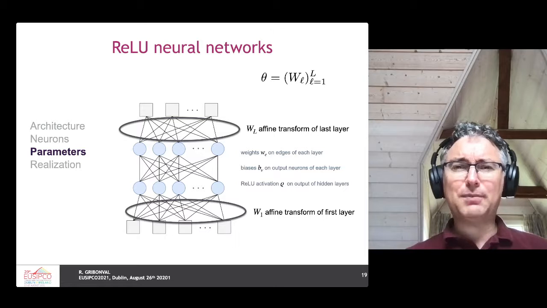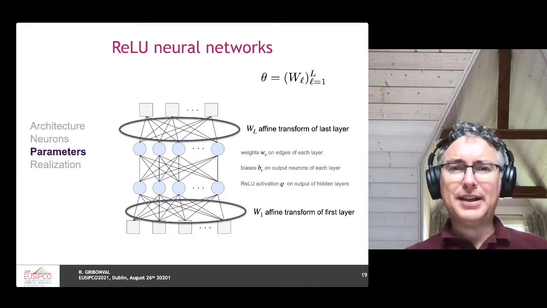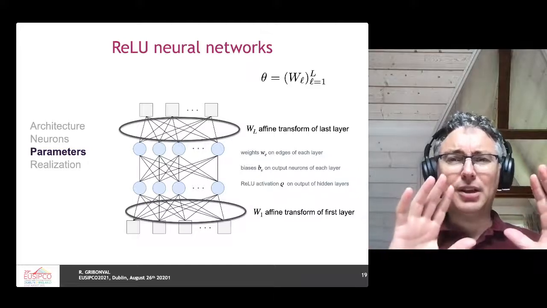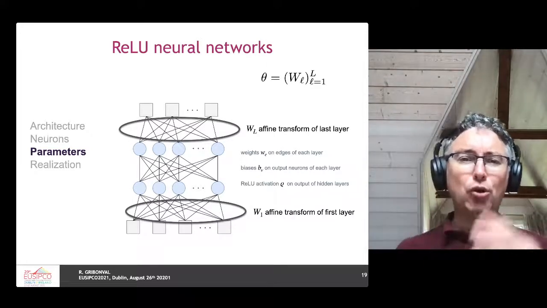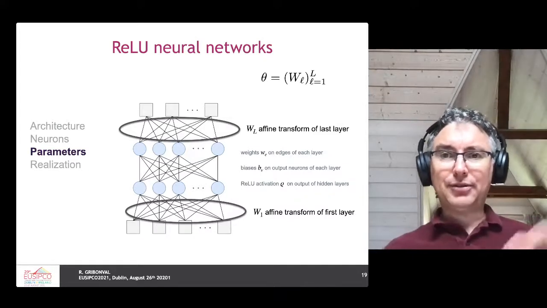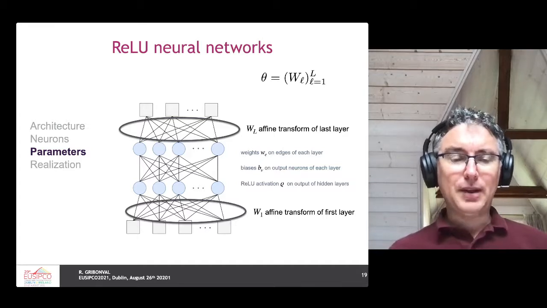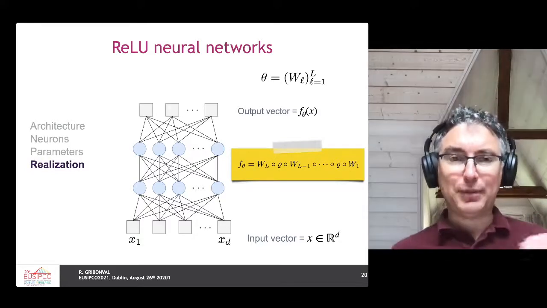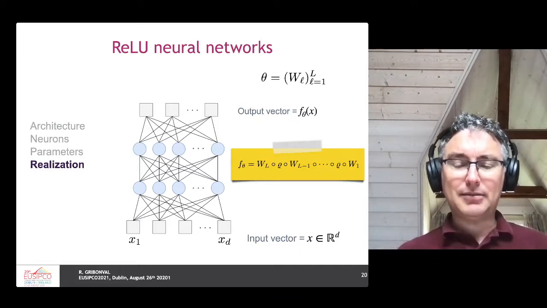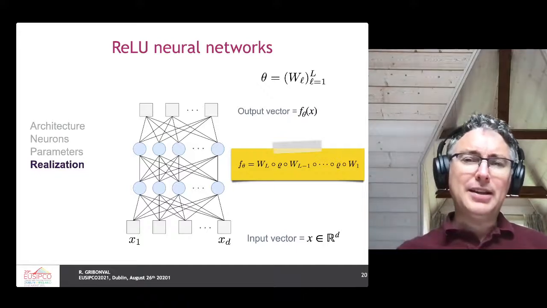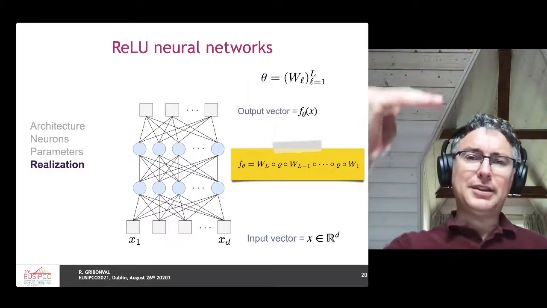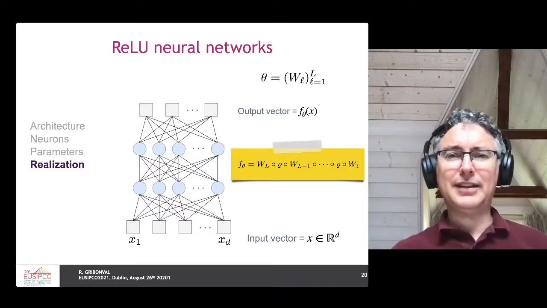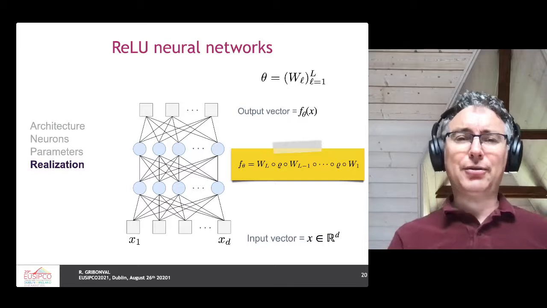Something to remember is that for the rest of this presentation, I will use theta as a shorthand for the parameters of the network. So the architecture is fixed, and theta simply denotes the collection of all affine transforms, that's the collection of all weights and all biases. That's a shorthand to denote the dependence of the network on the parameters. Once we have the description of the parameters of the network, its realization is the function that's implemented by the network. So when you take an input vector x in dimension d, and you iteratively apply an affine transform, nonlinearity, affine transform, etc., you end up with an output vector which is f theta of x, and the function f theta is the so-called realization of the network.